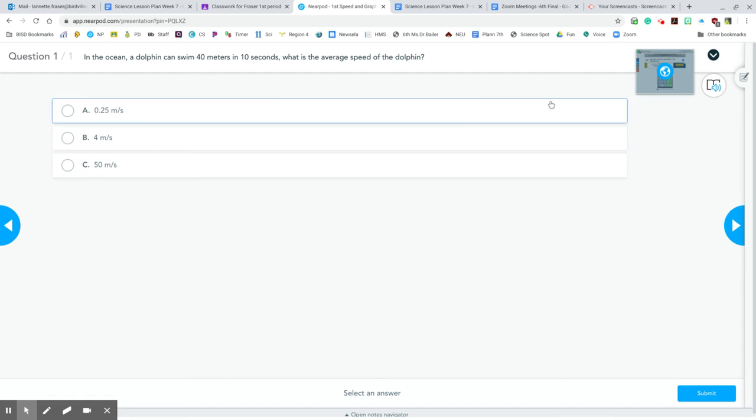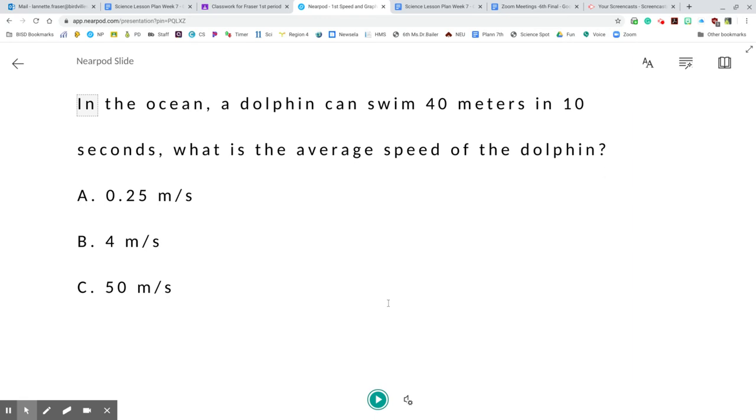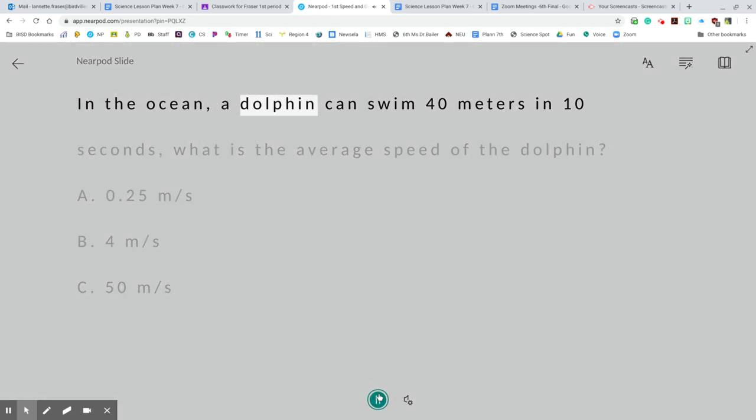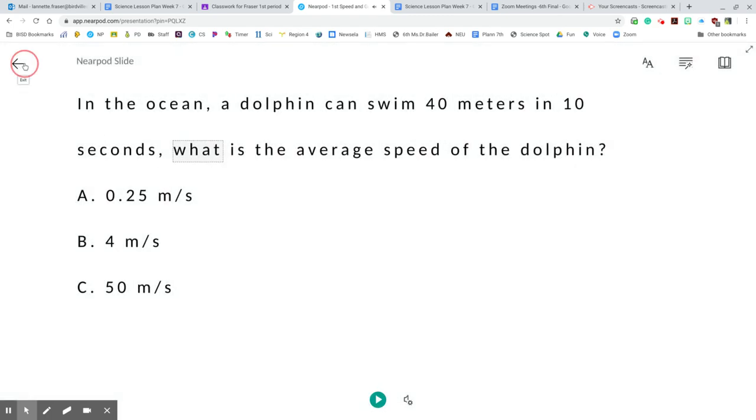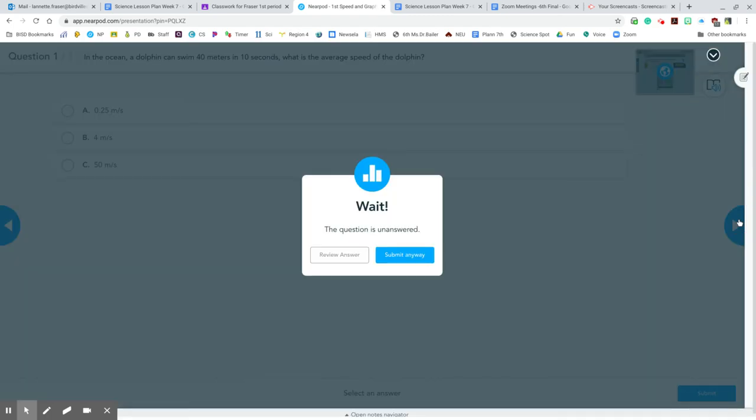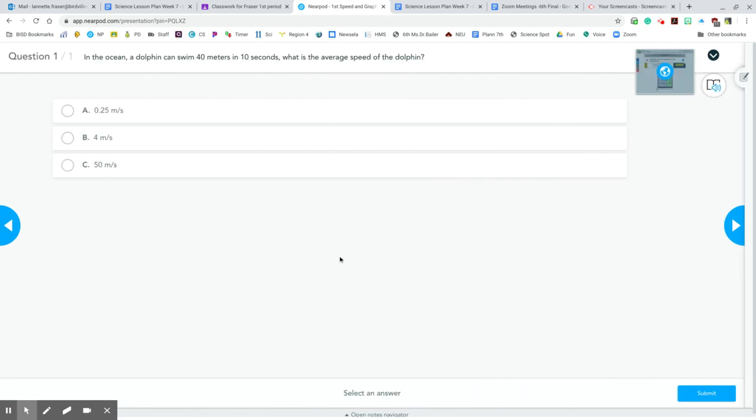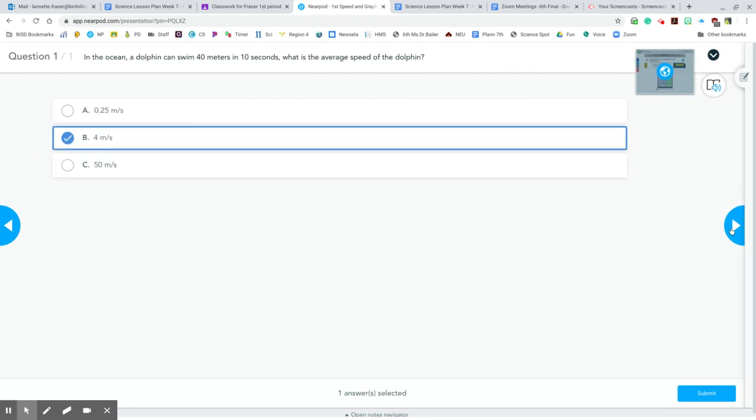If you want the question read to you, click here anytime you see that speaker with the book, and it will read the question to you just by hitting play. In the ocean, a dolphin can swim 40 meters in 10 seconds. Be aware that you have those options. As we continue forward, don't go forward until you submit your answer. So let me review my answer. Go ahead and click my answer for this one. Submit it.